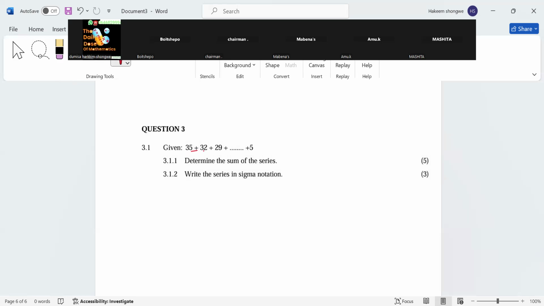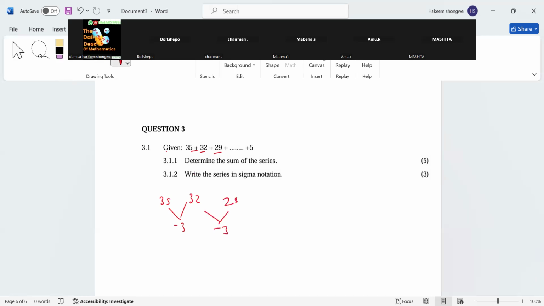So we have 35, we have 32, we have 29. So we check 35. What is the difference between this one and this one? It's minus 3. And then we have 32, and after that, we have 29. What is the difference between this one and this one? Minus 3. So it makes it an arithmetic series.